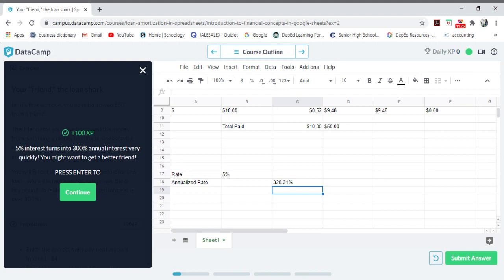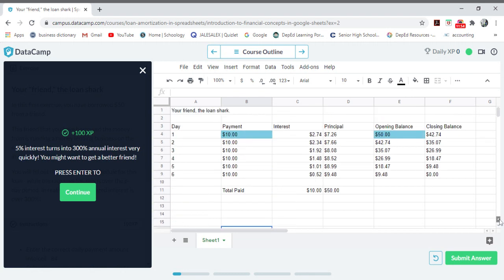So 5% interest turns into 300% annual interest very quickly. You might want to get a better friend. Well, that might be correct. So that's how it works. This is what we call loan amortization, because this is checking your loan balance. So everyone, don't forget, this is how you do this one.